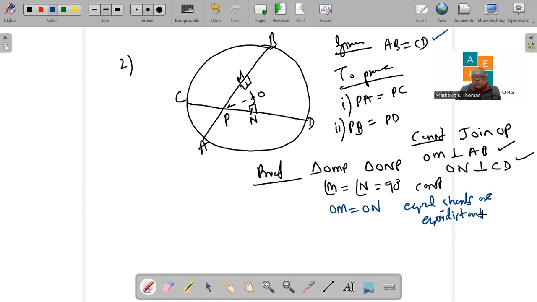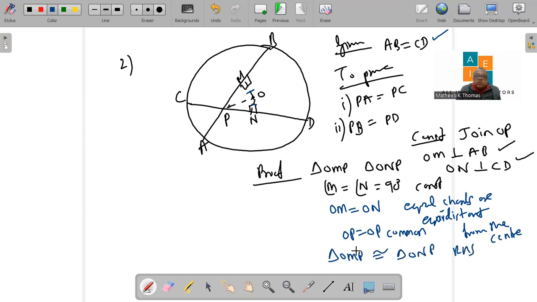Equal chords are equidistant from the center. So the chords were equal, so the distance of the chords from the center will be equal. And of course, the third condition, OP is OP. That's an easy condition, that condition is common. So we can say that triangles OMP and ONP are congruent by RHS. And if the triangles are congruent, then we can say PM equal to PN by CPCT.